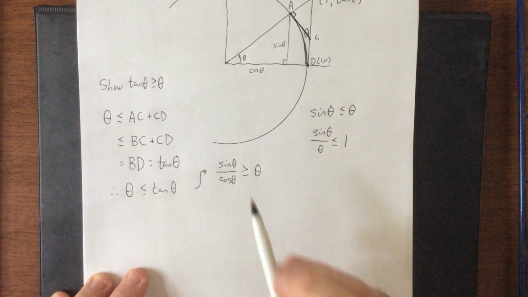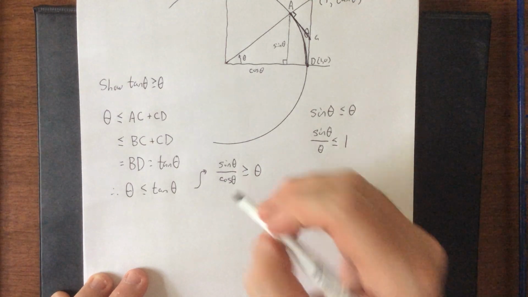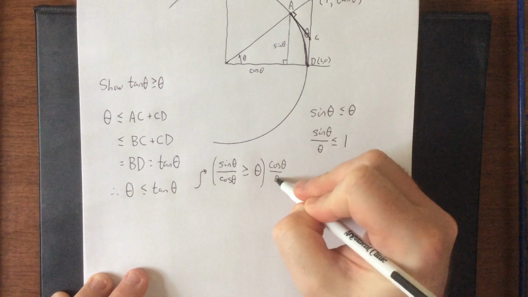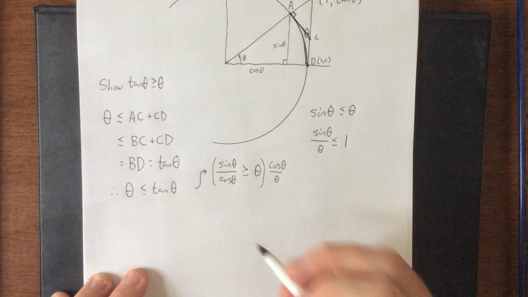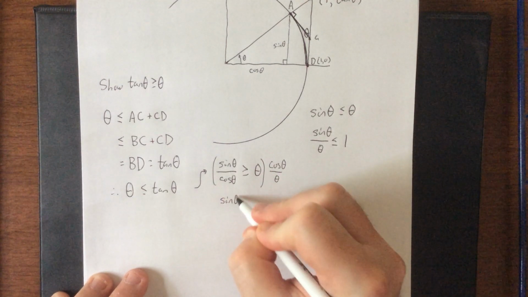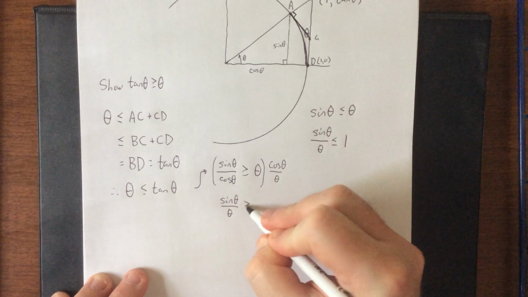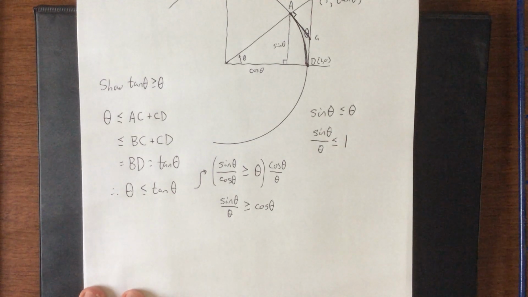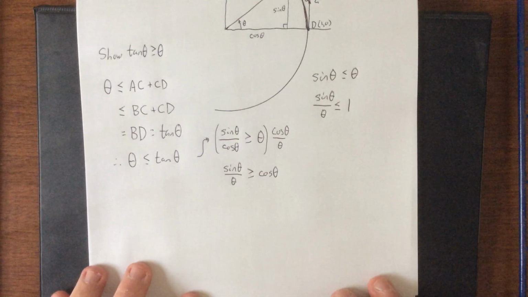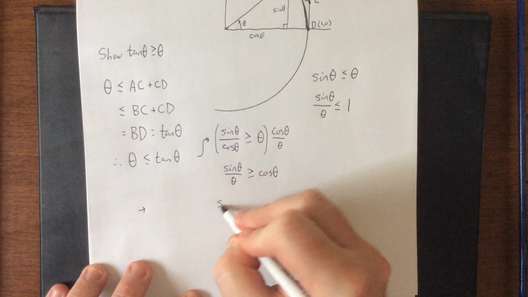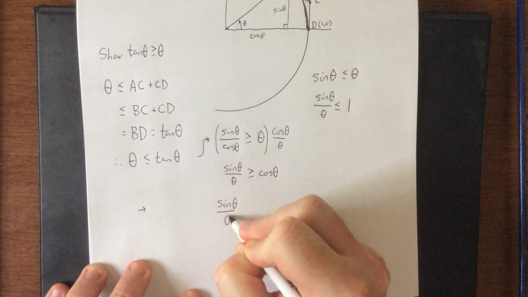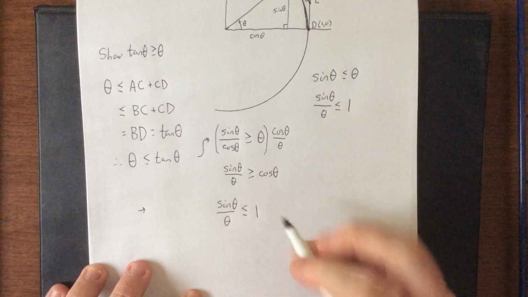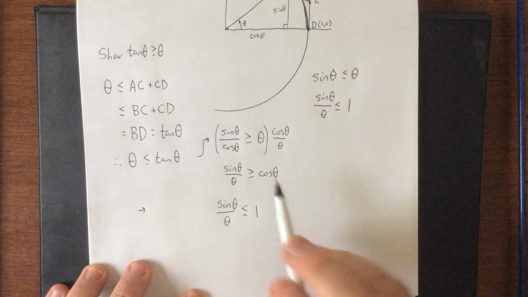I am going to multiply both sides by the cosine of theta and divide both sides by theta. So multiply both sides by the cosine of theta over theta. On the left-hand side, that's going to leave us with the sine of theta divided by theta, and on the right-hand side, we are left with the cosine of theta. So, we now have that the sine of theta divided by theta is less than or equal to 1 from over here, and is greater than or equal to the cosine of theta.